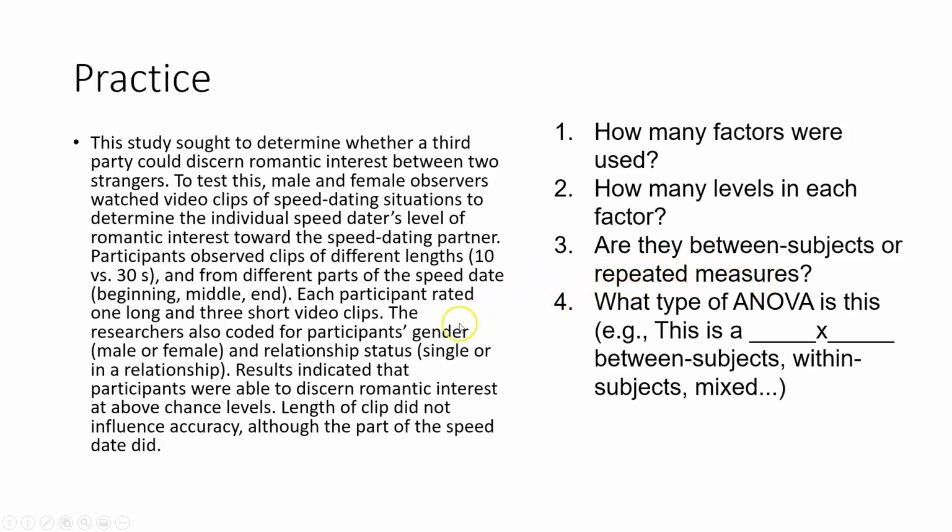Though that latter one, if you didn't get that correct, the issue of whether the part of the speed date was repeated or between, it's unclear in this abstract. I'm making an assumption, but you'd have to actually go to the study itself in order to determine for sure. So what kind of ANOVA is this? Well, we would call this a 2 by 3 by 2 by 2. In other words, it's a 4-way mixed ANOVA, because this has some between subjects variables and some repeated measures variables.